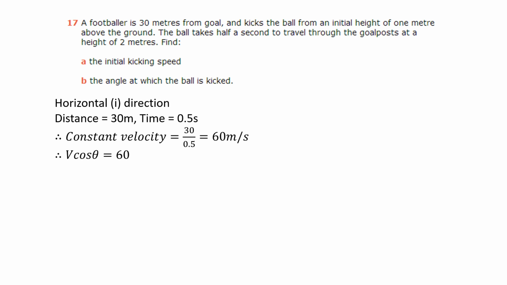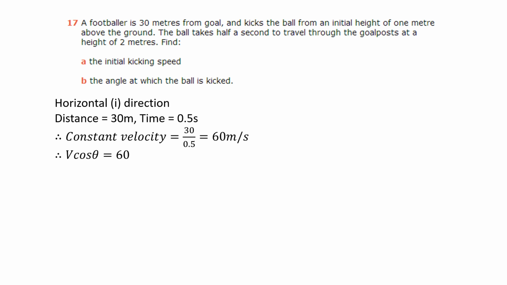So we know capital V for our initial kicking speed, theta for the angle of projection. We know that V cos theta therefore is 30 divided by 0.5. Constant velocity, it must be traveling at 60 meters per second. So if we can get another expression involving V and theta, we're good as gold. Okay, let's go and do that.